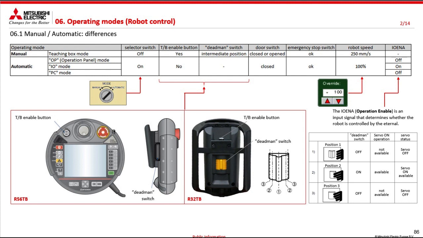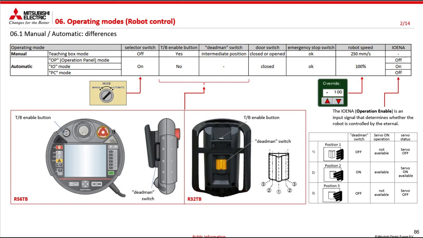On both teaching box versions, the R56TB and the R32TB, we will have an enable button. This enable button is located on the front in the case of the R56, and on the back in the case of the R32. To enable the teaching box, this button must be pressed. Once it has been activated, the button lights up.